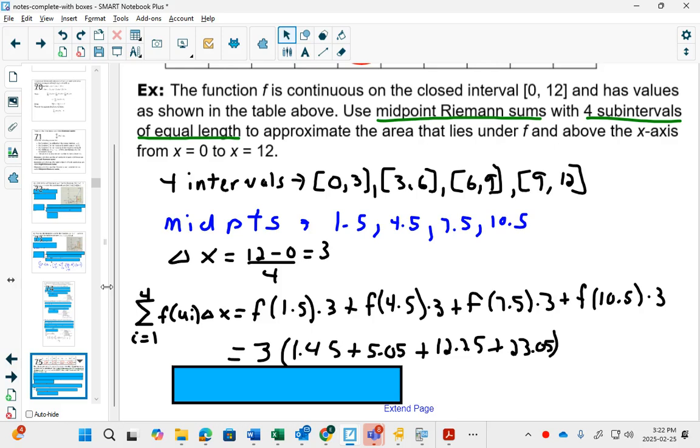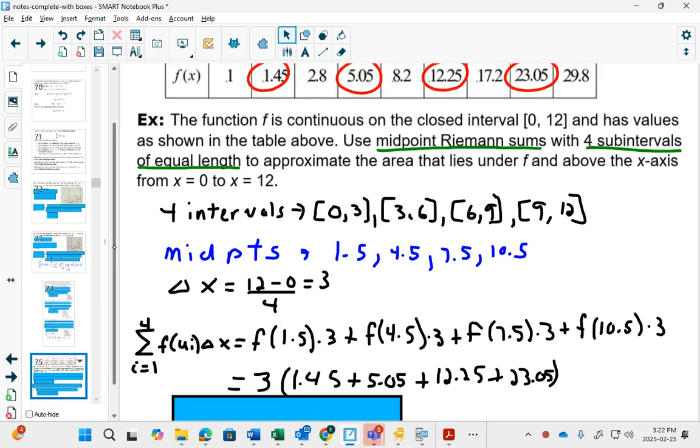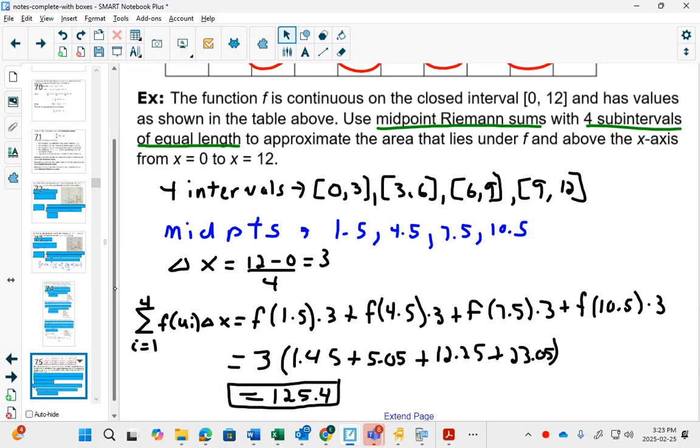So I take those numbers that I circled, here I'll scroll up just a little bit so you can still see them: 3 times 1.45, 3 times 5.05, 3 times 12.25, and 3 times 23.05. Mathematically, if you factor out the 3, it might make your math quicker to do. You could quickly type these numbers into your calculator, add them up, then times by 3, and we get 125.4.